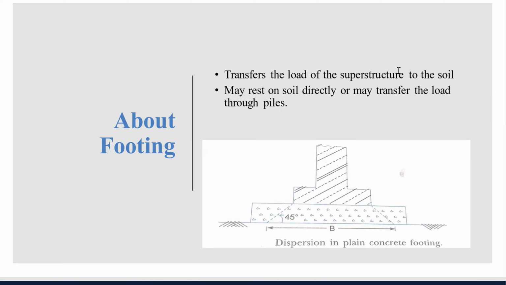Now, the footing may be of masonry, plain concrete, or RCC, and if it is the case of plain concrete, then the dispersion angle of the load is 45 degrees, as shown in this figure.